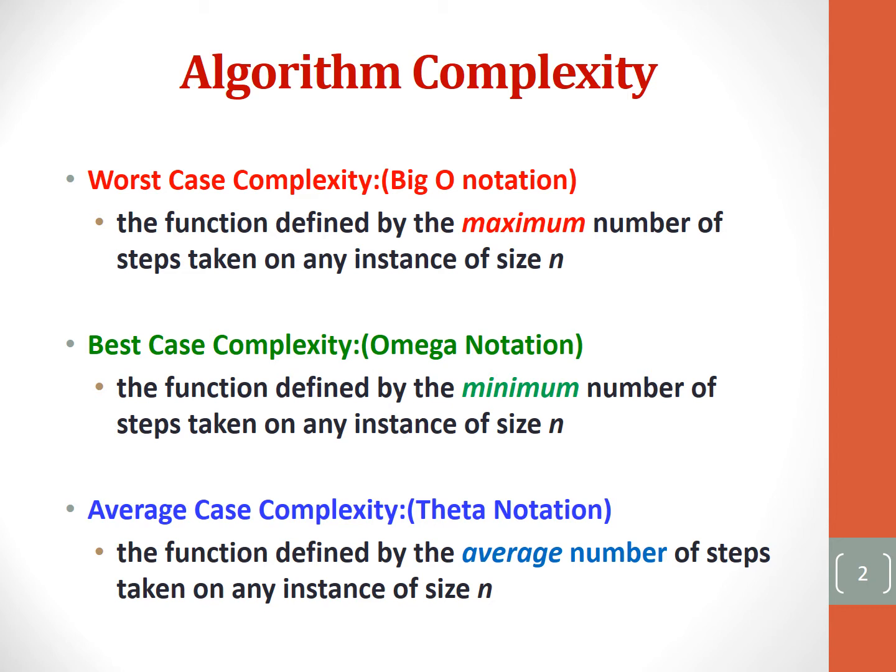The third category, the remaining one, is the average case complexity. It means if it is not the worst case and not the best case, then it is in between. So that is the average case complexity. The function defined by the average number of steps taken on any instance of size n will be called the average case complexity. Suppose for the binary search operation, we are getting that item at the middle position. So half the number of operations, so it can be O of log of n to the base 2.